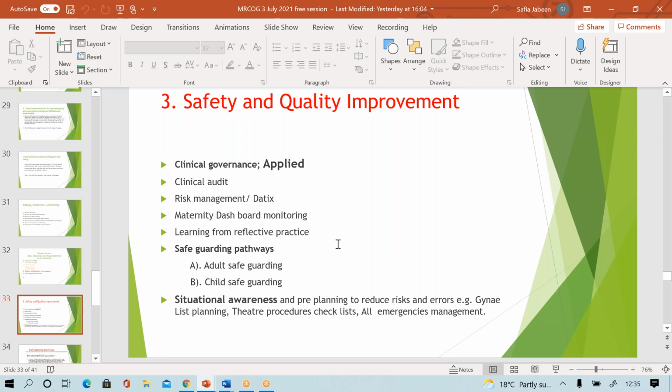Then we have safeguarding pathways as well. Just like the one we have done, that is also safeguarding of colleagues from bullying and all these behaviors.